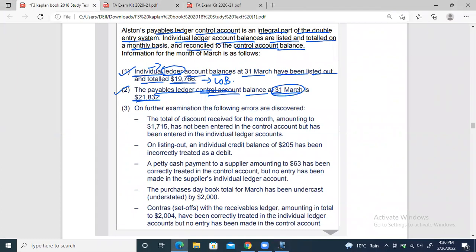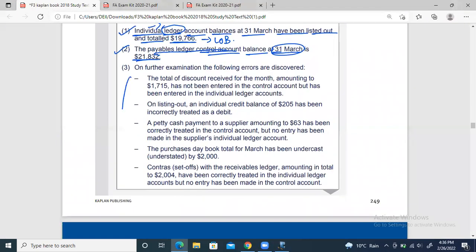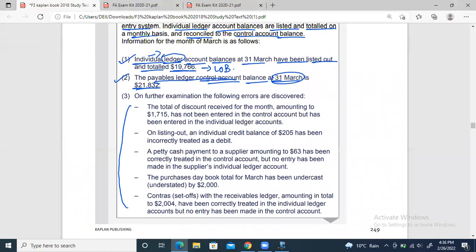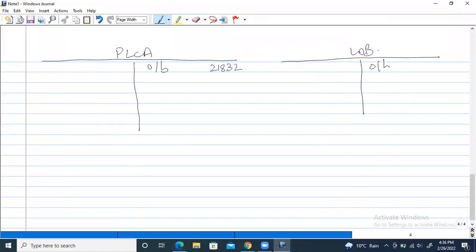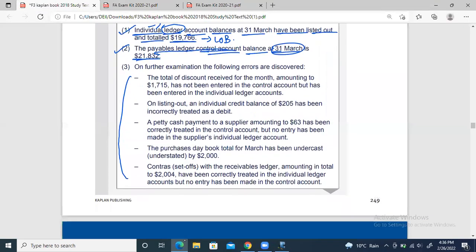So this might seem like these are the closing balances, but actually all of this long list over here has not been adjusted in these accounts. So we'll assume these are the opening balances, because we still have to account for all of these errors, and after that tell the correct balance. For correcting the mistakes, this will be our opening balance, and the list of balances is 19766. Right, this is the balance.